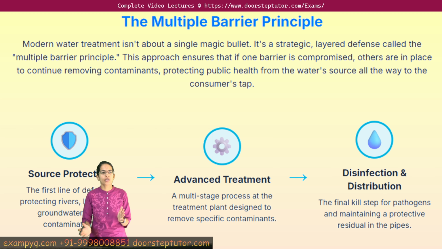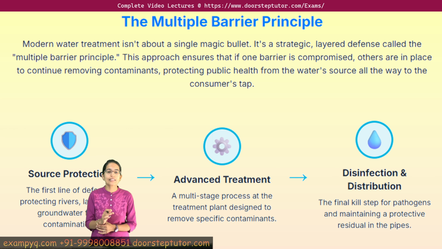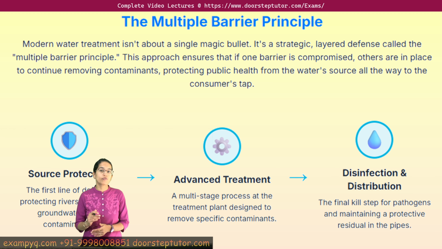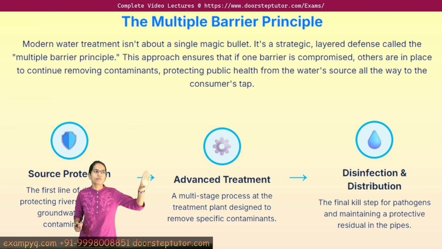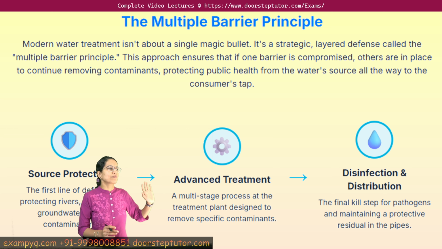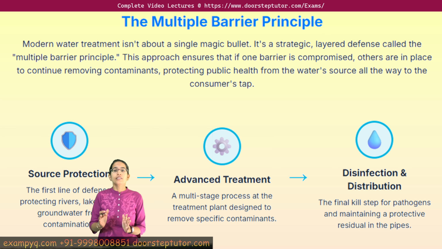So first of all, there is a multiple barrier principle that says that when we need to purify water, there are a sequence of steps that are required before the final water comes out, and that is the potable water fit for human consumption. The first important thing is the first line of defense, which is protecting the sources. These sources are rivers, lakes, groundwater, and protecting them from any kind of contamination is the first thing. The second important thing is, once the water comes in, the treatment processes that are involved. These treatments start with coagulation, flocculation, sedimentation, and finally filtration.